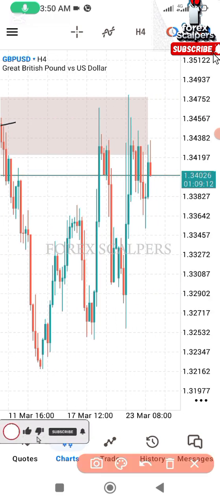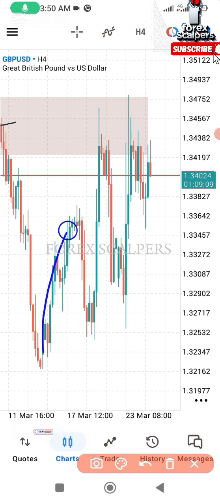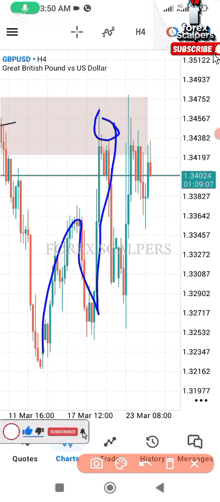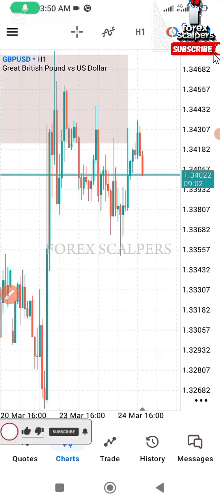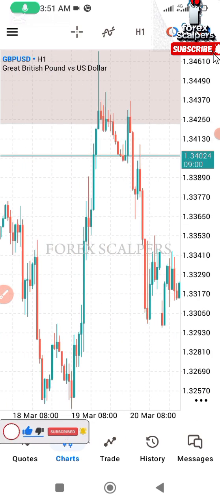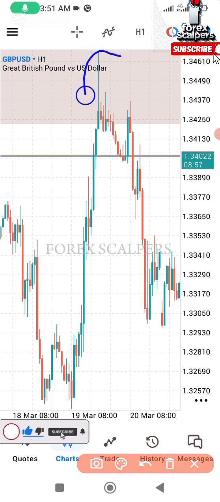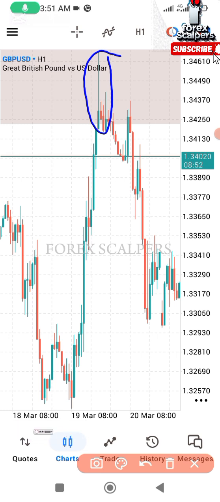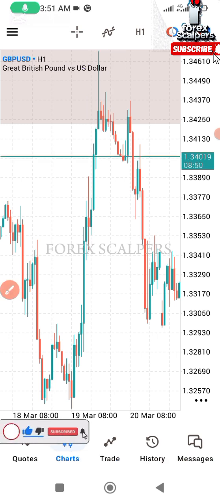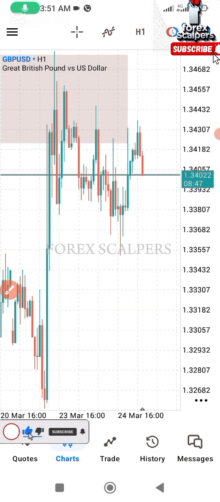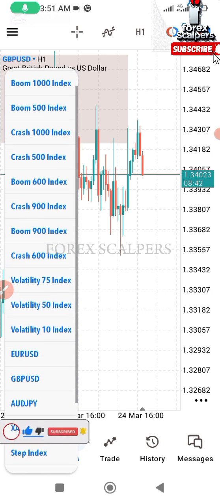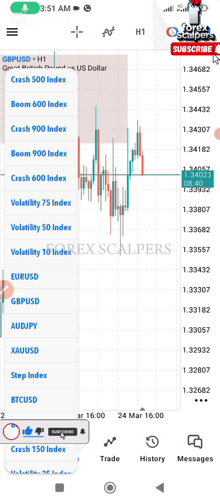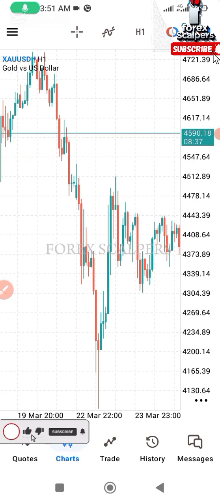You need to be patient. You can see the price took days to return back into that zone. And when price gets into that zone, you move to your lower time frame. 30-minute time frame, you can see that returning, and you get a candlestick confirmation. Beautifully well, you sell, and the rest is history. So this is very, very effective, and it works across all time frames. So let's look at how we can do this on gold USD.